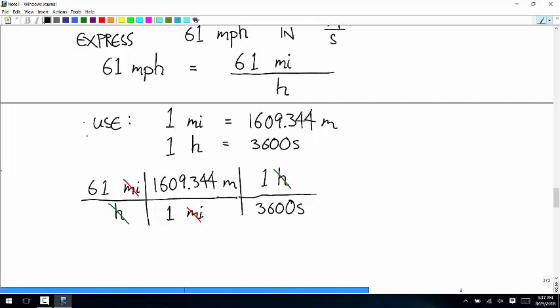Now all we have to do is multiply out the numbers. So 61 times 1609 divided by 3,600 is 27.26 meters per second.